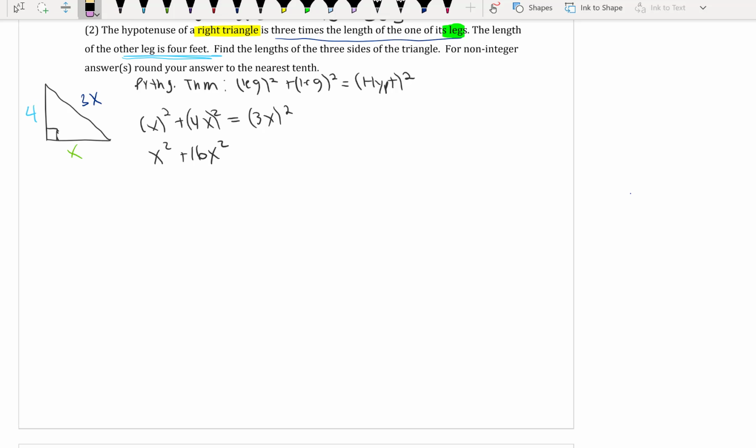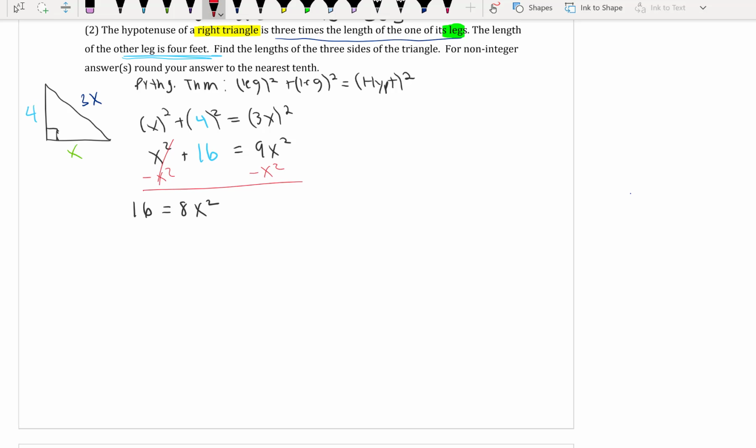Ooh, and I wrote an x there, didn't I? It should just have been a 4. Maybe if I had color coded, I can see that it's just a 4. So it's just going to be a positive 16. There we go. And it's equal to a 9x squared. So now let's combine our like terms. So I'm going to subtract an x squared from both sides. So now I have that 16 is equal to an 8x squared.